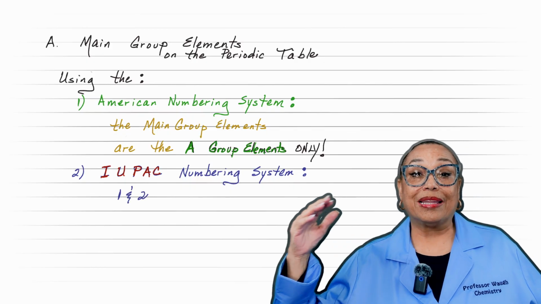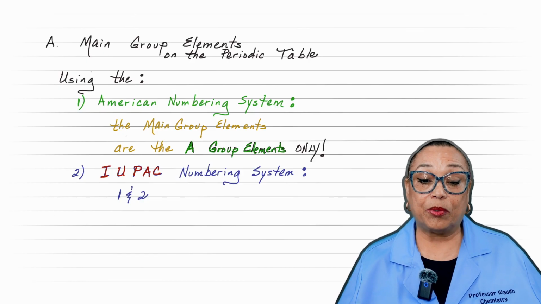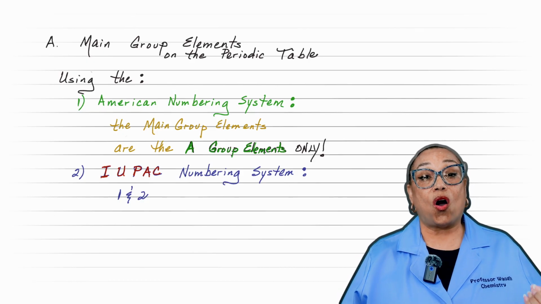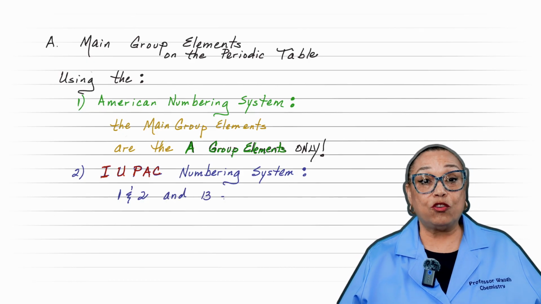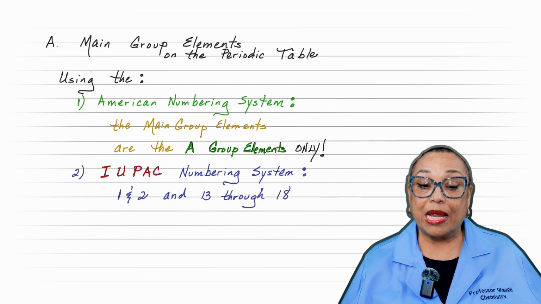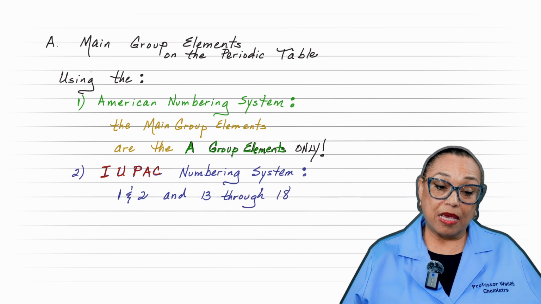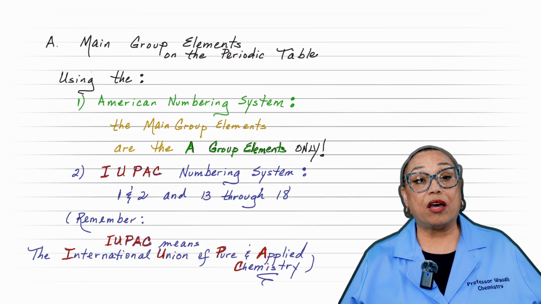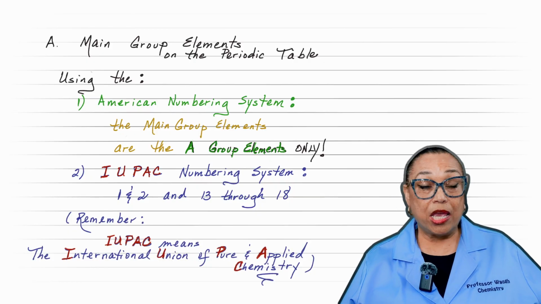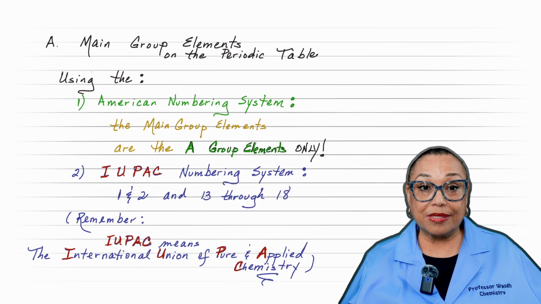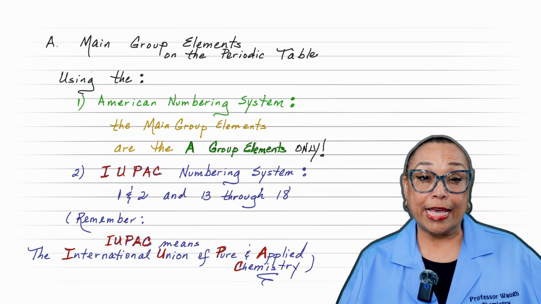Now, the IUPAC numbering system, the 1 through 18, which I don't like, that is groups 1 and 2, and then you go to the right side of the periodic table, and that will be all of the groups 13 through 18. Now, remember that IUPAC means the International Union of Pure and Applied Chemistry. Look it up on the internet. You can see it. They have nice little cases for your cell phones.